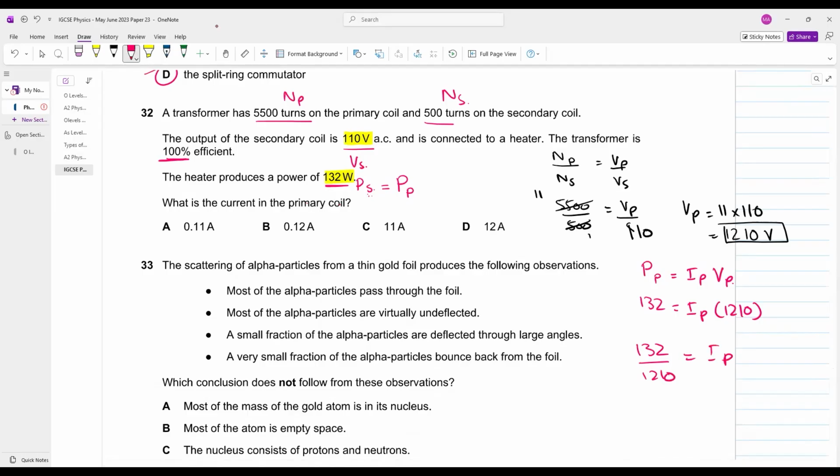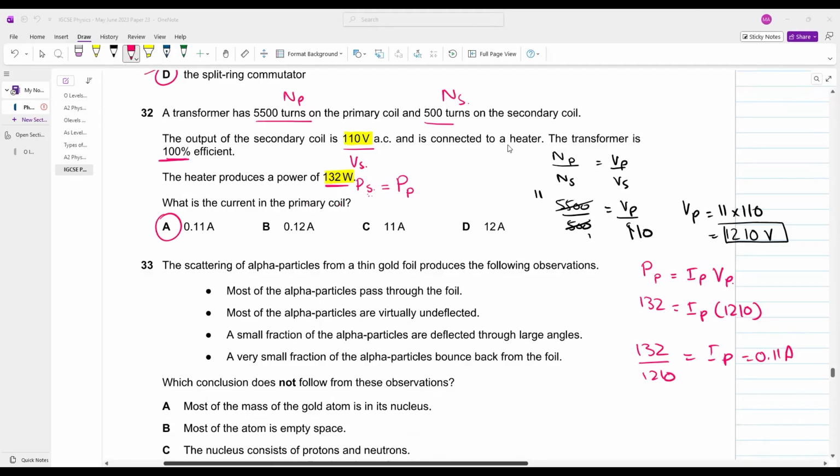Tell me, beta, what does the current in the primary coil come out to be? The current in primary coil comes out to be 0.01 ampere. A is your answer. The answer to 32 comes out to be simple A.